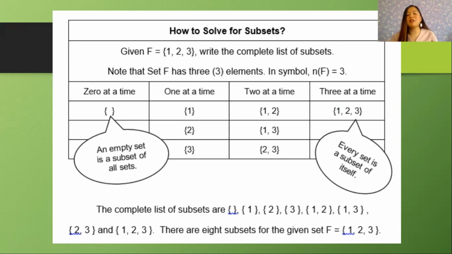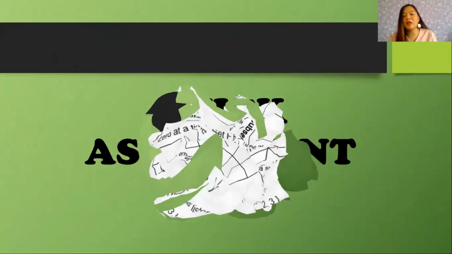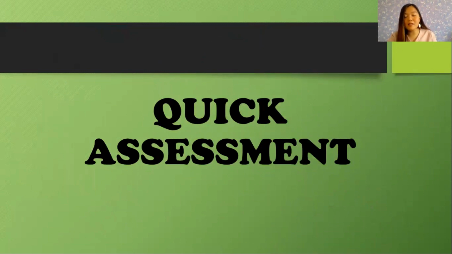Correct. The complete list of subsets are an empty set. We have also {1}, {2}, {3}, {1, 2} or {2, 1}, okay lang siya. {1, 3} or {3, 1}, okay. {2, 3} or {3, 2}, it's just fine. And {1, 2, 3}. So, para mas madalian kayong mag-list, i-list nyo siya by zeros, 1 at a time, 2 at a time, and 3 at a time. Ganun. Until sa makuha nyo yung tamang list ng subsets.